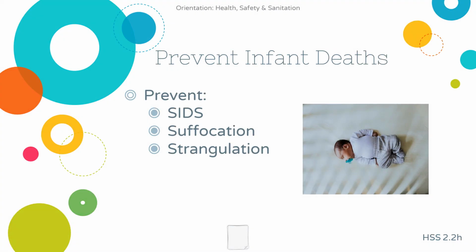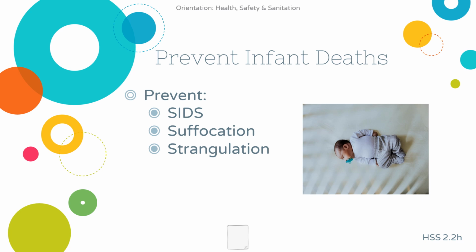This next topic is perhaps the most important and the most sensitive part of your training. As early care and education professionals, nothing matters more than ensuring every infant in our care goes home healthy and safe. That's why this section focuses on preventing infant deaths, specifically from SIDS, sudden infant death syndrome, suffocation, and strangulation. These are real risks, and every year children die in childcare settings, not because caregivers were careless, but because they didn't know how to prevent these silent dangers. So let's start with what we know and what we must do.